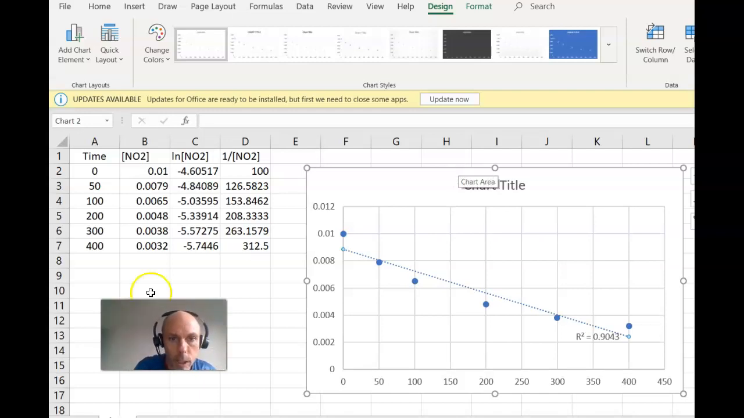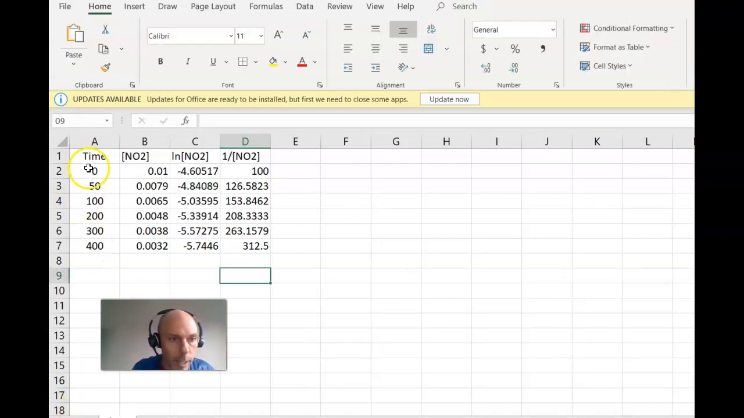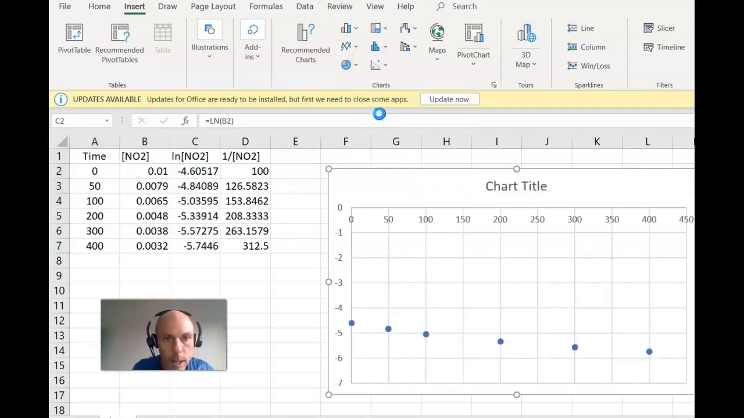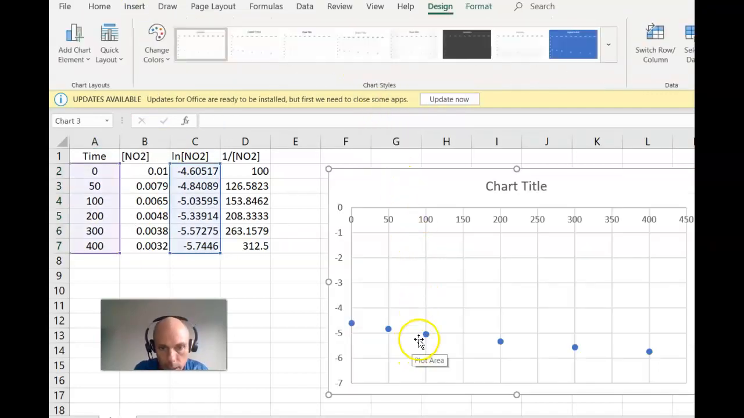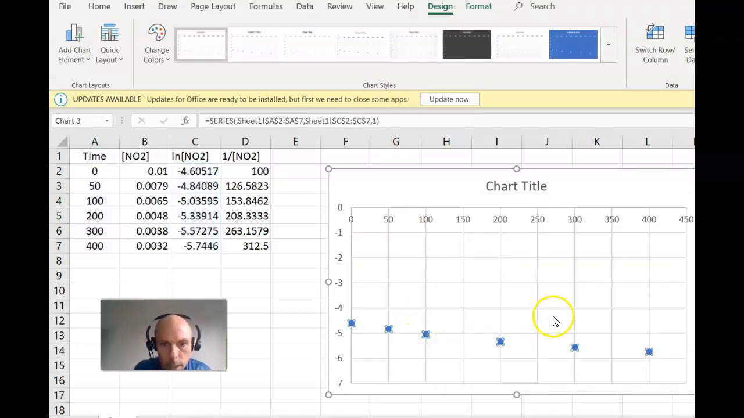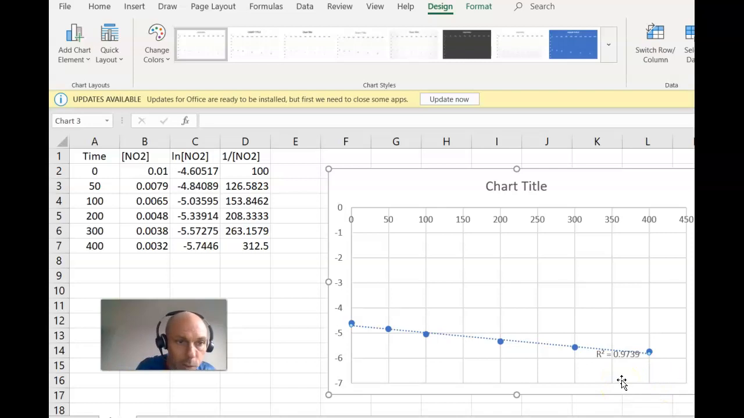Let's see what natural log looks like. So now I've got to highlight time, and then to highlight a non-adjacent set of cells, I hold down Control. I can highlight natural log at the same time. Insert scatter. And not looking terribly linear. Let's see what the R-squared is. Add trendline. Display R-squared. 0.97. A little better, 0.97. Higher than 0.9. So it could be first order, but with that R-squared being less than 0.99, I'm not so convinced. Let's graph inverse and see if the R-squared is higher.